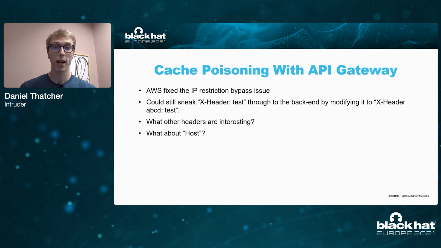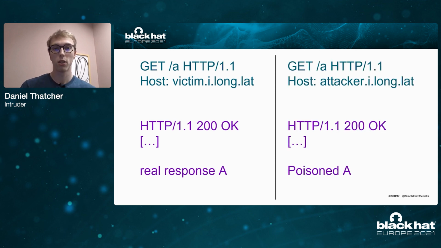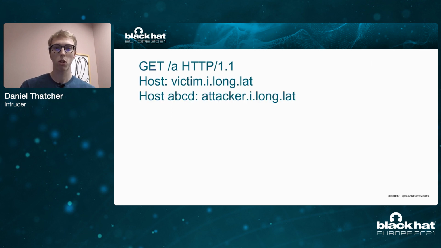Now, there's probably a lot of headers internal to API Gateway that would be interesting if you knew them, but I couldn't find any. However, one that perhaps is quite interesting is the host header, as it's a bit more fundamental to the request. So I set up 2 APIs to test with. The first one you can see here is this victim API, and a request to /a on this will just give you real response A. The second API is this attacker API, and for reasons we'll see in a second, this responds with poisoned A when you request it. So the question is, what happens when I send the following request?